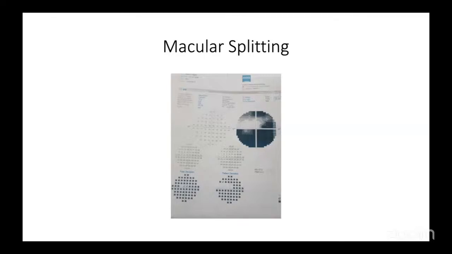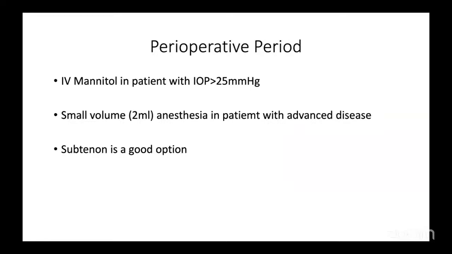He could have wipe-out. So what are the precautions that I need to take? These are the patients that, if they have high pressure, you need to give them mannitol. You need to give them IV mannitol, especially if the pressure is more than 25. You also need to use small volume anesthesia, usually 2 mL if you can. And then sometimes Softenin is a good option.